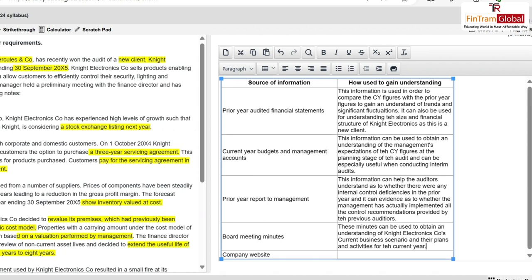For example, if they are planning some sort of an acquisition or something, or if they're planning to expand the business or something like that, then we could identify those from the board minutes itself, isn't it? So something like that. Okay, folks, and what else?